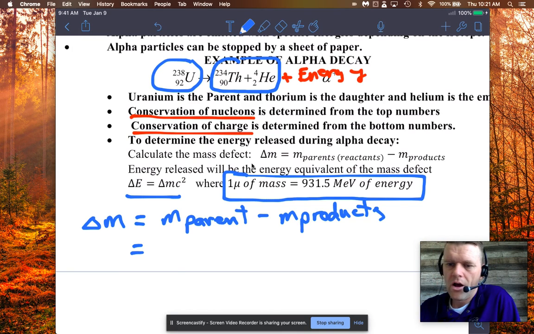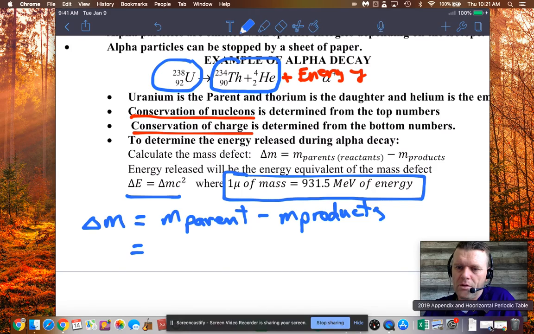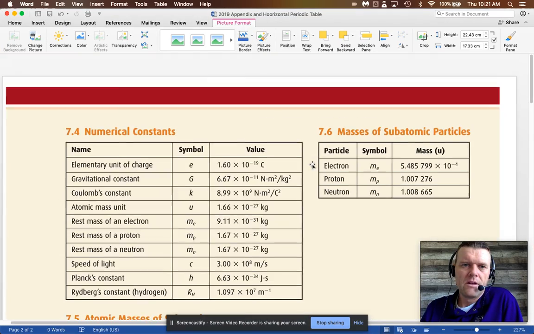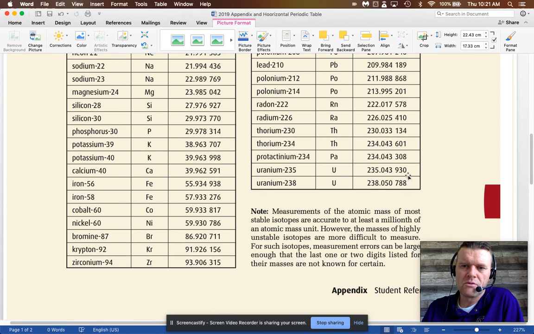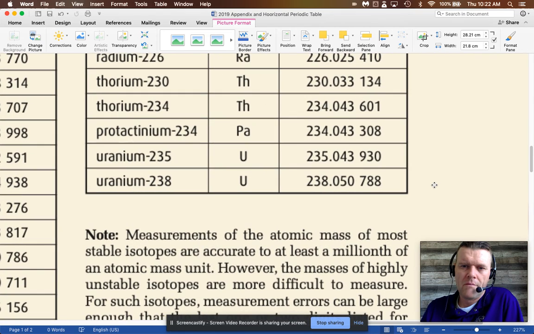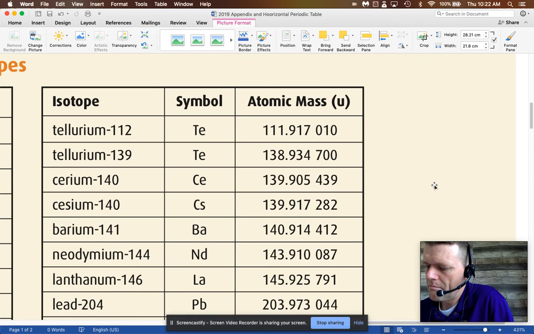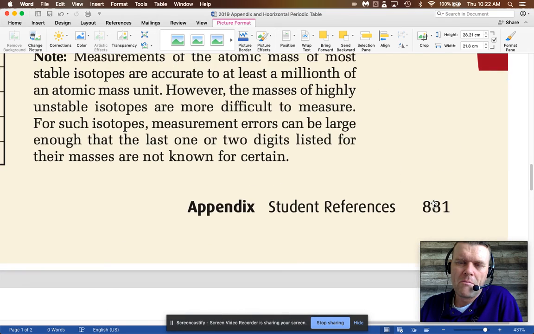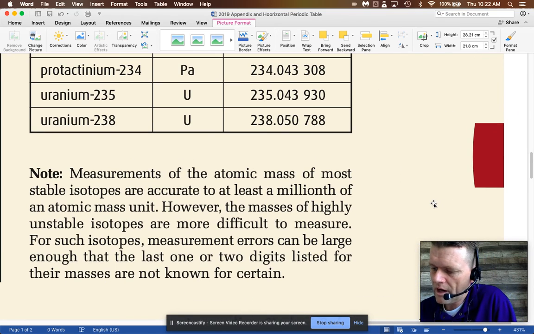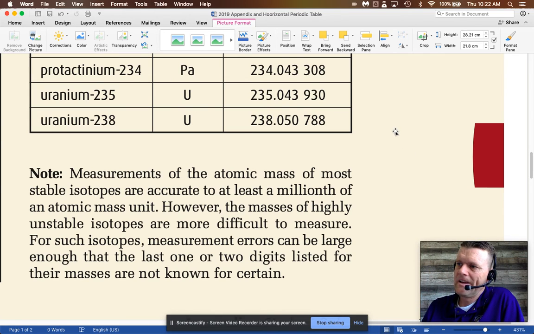Now I'm going to show you this faster. I'm not pulling numbers out of a hat here, I'm going to use these numbers. If you look down here, here's uranium-238. The mass of it is 238.050788. That's the mass of uranium-238.